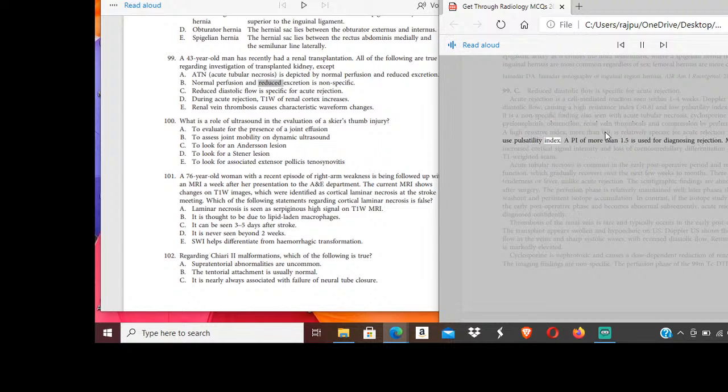Some centers use pulsatility index. A PI of more than 1.5 is used for diagnosing rejection. MRI shows increased cortical signal intensity and loss of corticomedullary differentiation on T1 weighted scans.